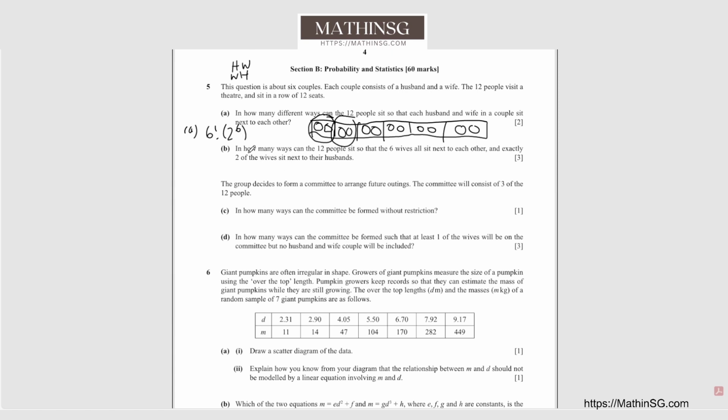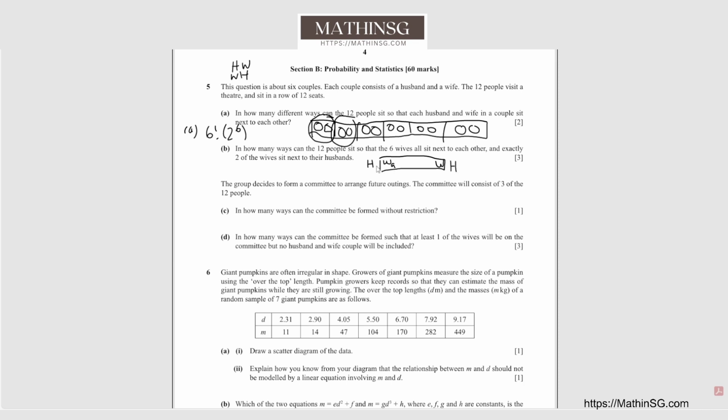Moving on to part B, in how many ways can the 12 people sit so that the 6 wives all sit next to each other, and exactly 2 of the wives sit next to their husband? So if the 6 wives all sit next to each other, we will let these 6 wives be in a group. What does this mean? It means that the 2 wives who are at the ends of this group are sitting right beside their husbands.